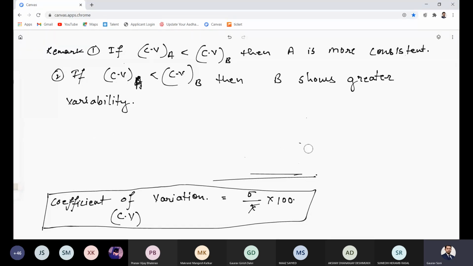So a larger coefficient of variation shows that the variable is taking a lot of values and is changing frequently, and a lesser coefficient of variation indicates that the variable is very much consistent. So now we'll solve some examples on this.